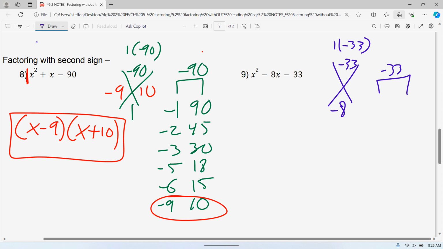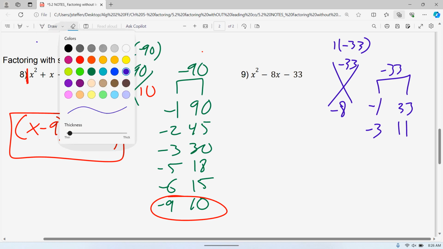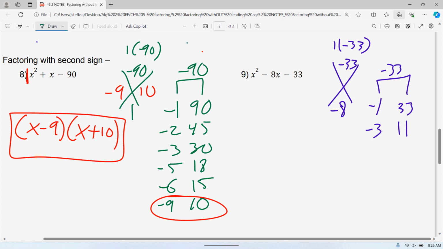Again, I always just put the negative with the left-hand side, so negative 1 and 33. 2 doesn't work. 3, negative 3 and 11. If you notice that those are the two numbers we're looking for, you can stop there, but if you want to keep trying, you can. 4 doesn't work, 5 doesn't work, 6, 7, 8, 9, 10 don't work. You're back to 11. And again, I know trying all of those takes a little bit of time, but it's not hard. You just punch buttons in your calculator.